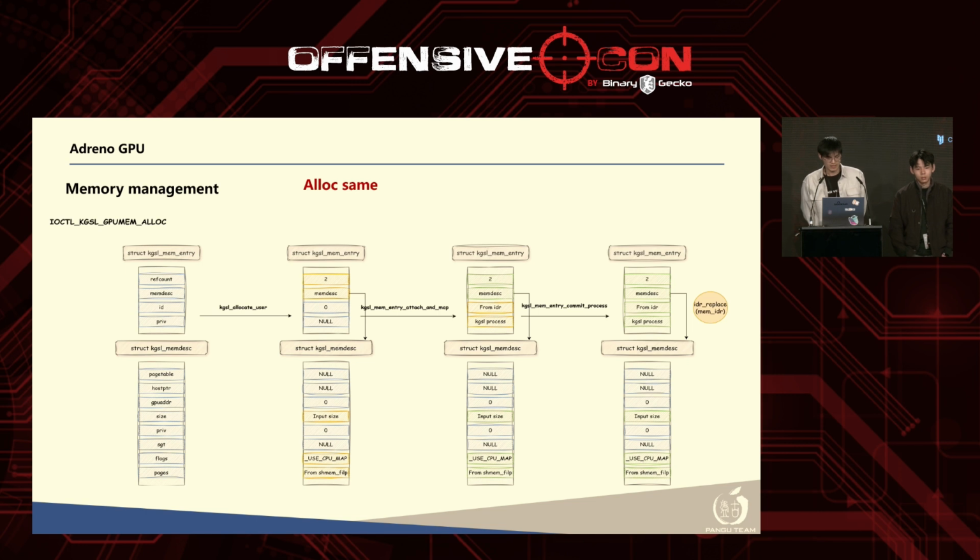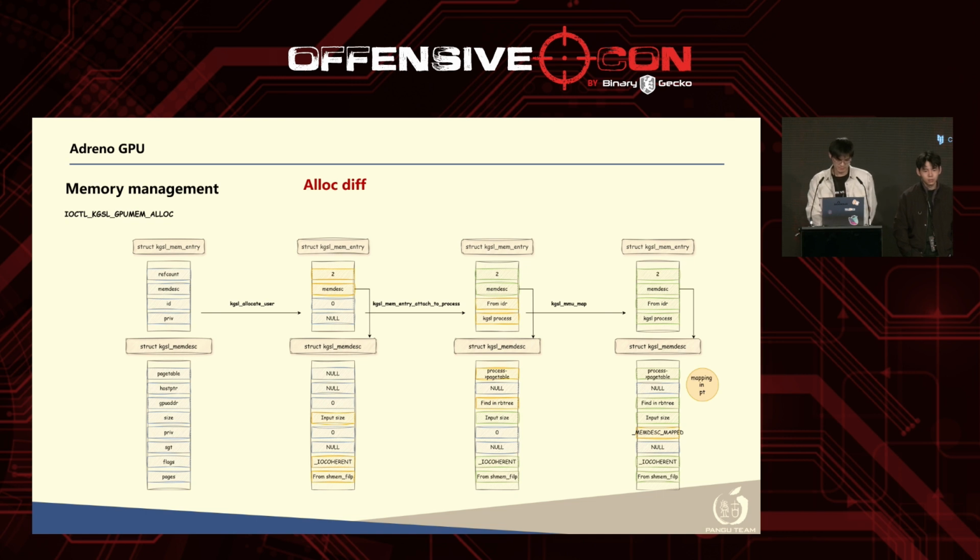And in the Adreno GPU, I think you can see the allocation is for the thing and the difference between the GPU address and the CPU address. And something may be serious like the Mali GPU, so we can quickly look at it.